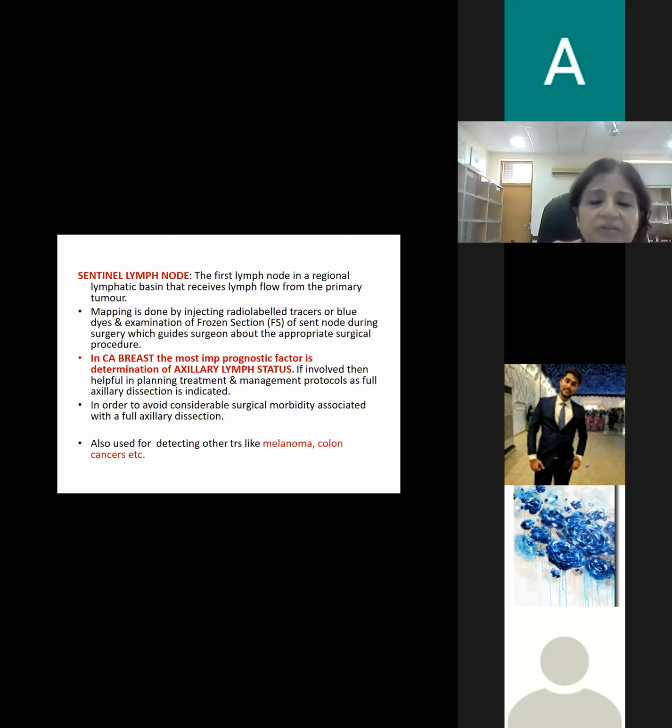Now what is the sentinel lymph node? Sentinel lymph node is the first lymph node in a regional lymphatic group that receives lymph flow from the primary tumor. और सेंटिनल लिम्फ नोड का बहुत इंपॉर्टेंट पॉइंट ये है कि इसको ढूंढना बहुत जरूरी होता है. इसकी मैपिंग करते हैं by injecting certain radio-labeled tracers or dyes, and then we take out that lymph node surgically, and then you examine it with the help of a frozen section.